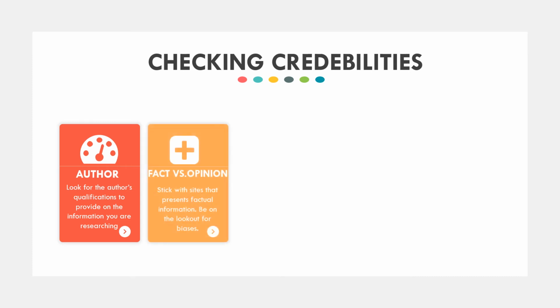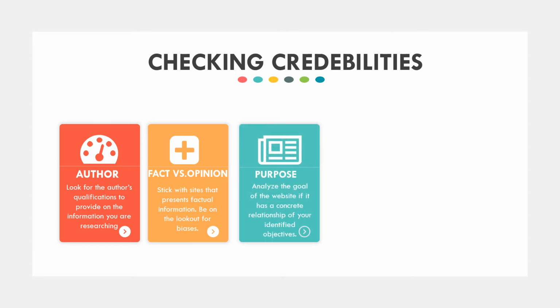Second, check for fact and opinion. Is the author writing from experience, using experts and research to discuss ideas, or simply giving an opinion? If you are doing research for a school paper, you'll want to stick with sites that present factual information offered by experts rather than opinions.